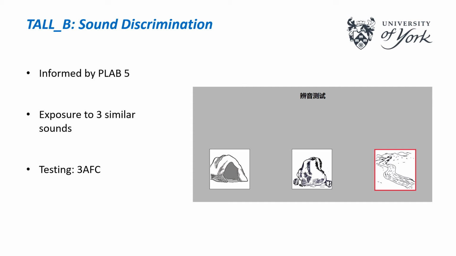And Tor B is sound discrimination for phonetic coding ability. In the learning phase, participants would learn 3 similar sounds related to 3 meanings. In the testing phase, they were asked to discriminate these sounds embedded in phrases and short sentences by clicking the correct meaning picture among the 3 choices.